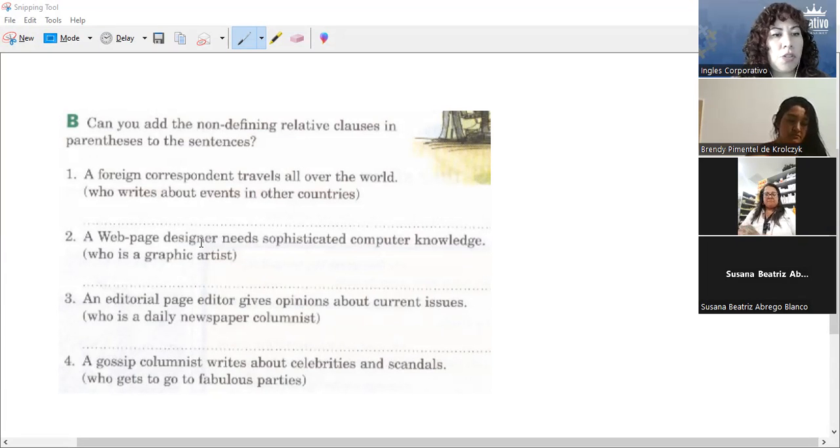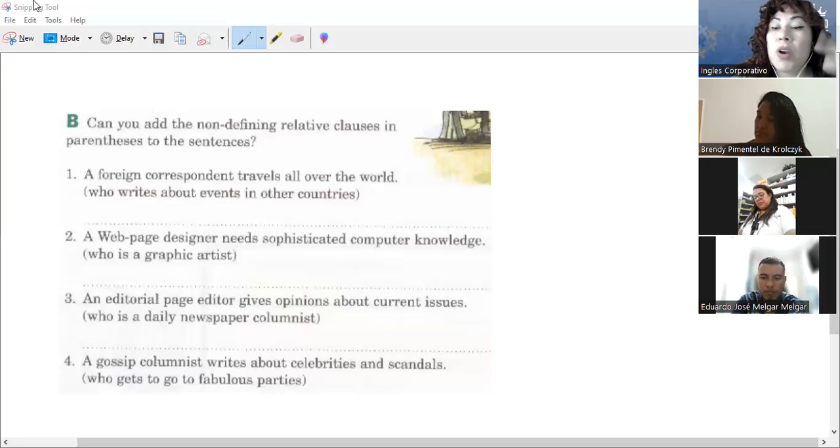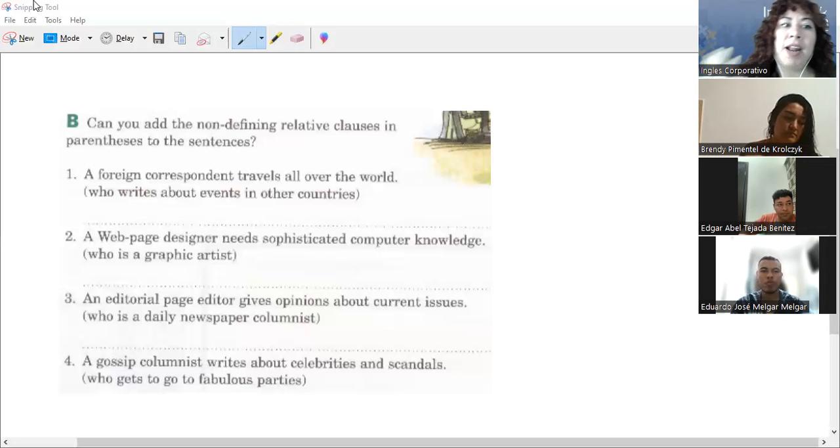All right, so let's start with the first one. A foreign correspondent travels all over the world. Who writes about events in other countries? So, what's the extra information? Who writes about events in other countries? Excellent. Now, what is that clause giving extra information about? About a foreign correspondent. Perfect. So we're going to put it directly after the foreign correspondent. We are not going to put it after the world. Okay? So it's going to look like this.